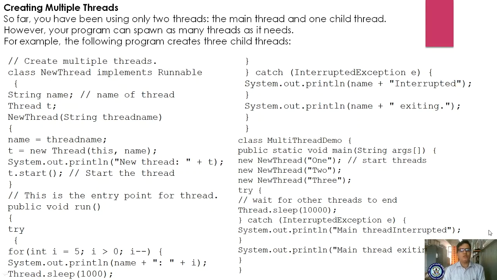Creating multiple threads. How to create multiple threads? So far you have been using only 2 threads, the main thread and one child thread. However, your program can spawn as many threads as it needs. Here one is acting as the main thread and another as a child thread. That is only one child thread, right? But your program may require many threads. To do that, let us see the following program which creates 3 child threads.